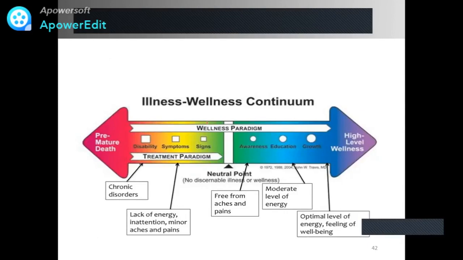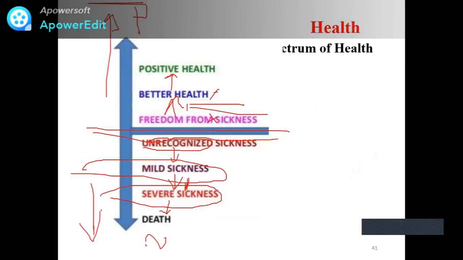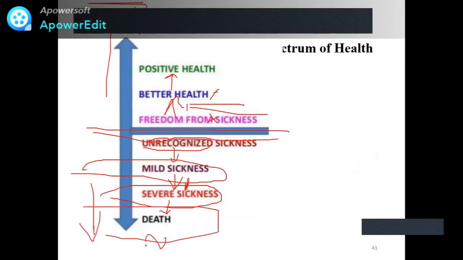The lowest point of the health-disease spectrum is death. The worst situation is death. At the highest point, corresponding to the World Health Organization's definition, is positive health. The worst situation is death, and the positive end is positive health.